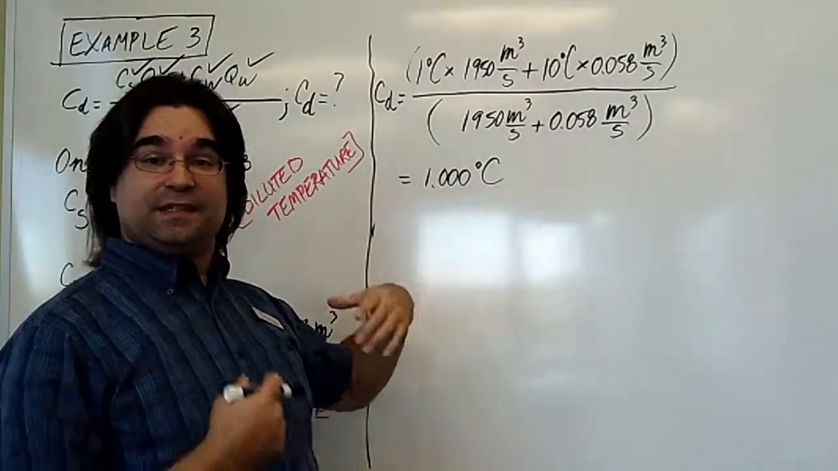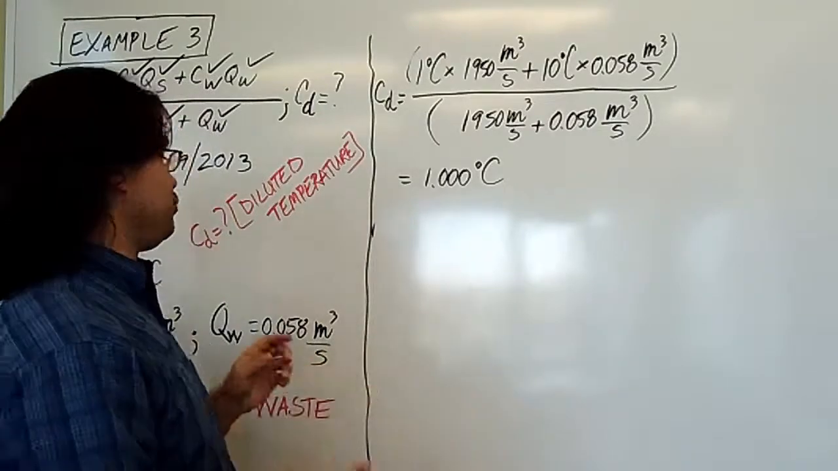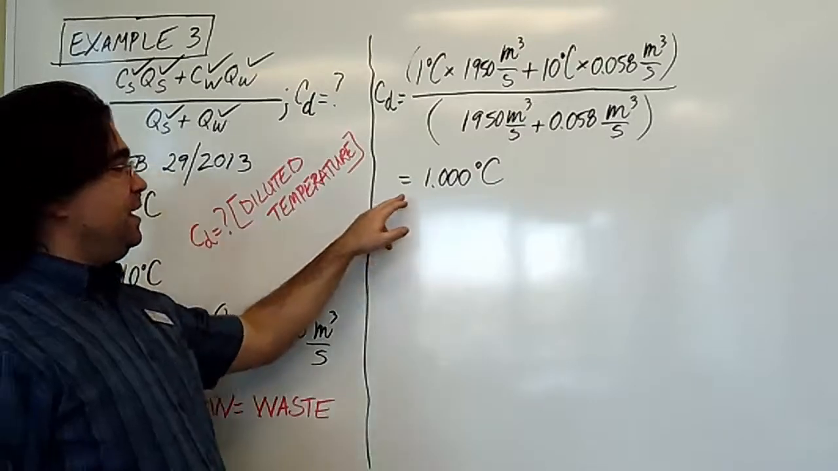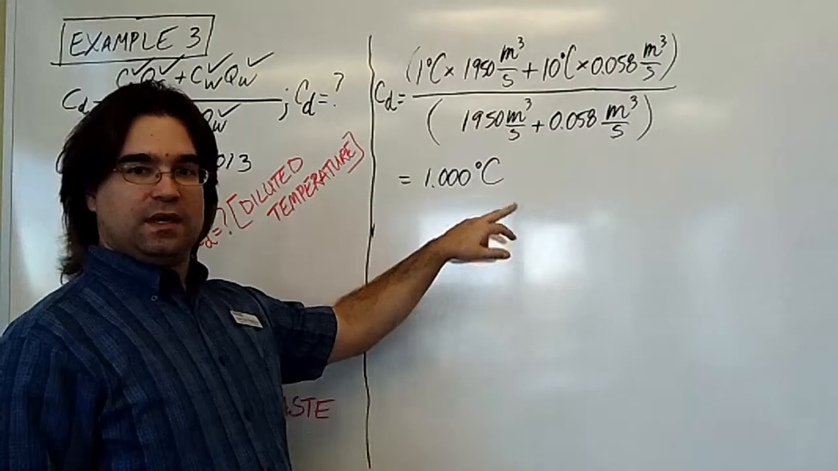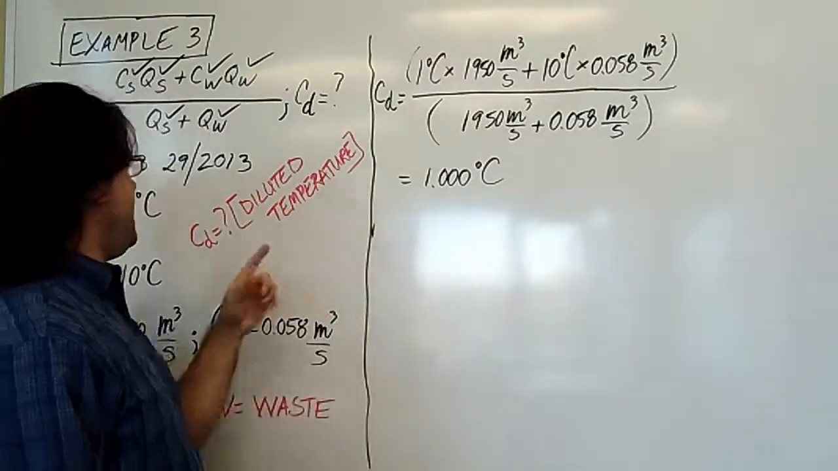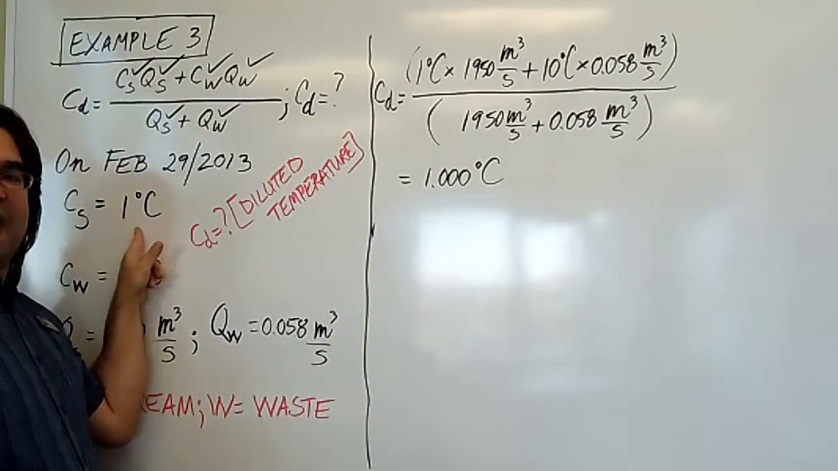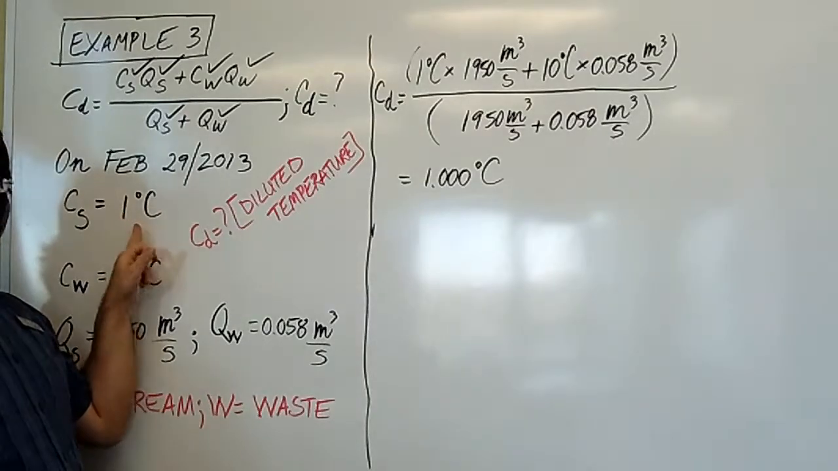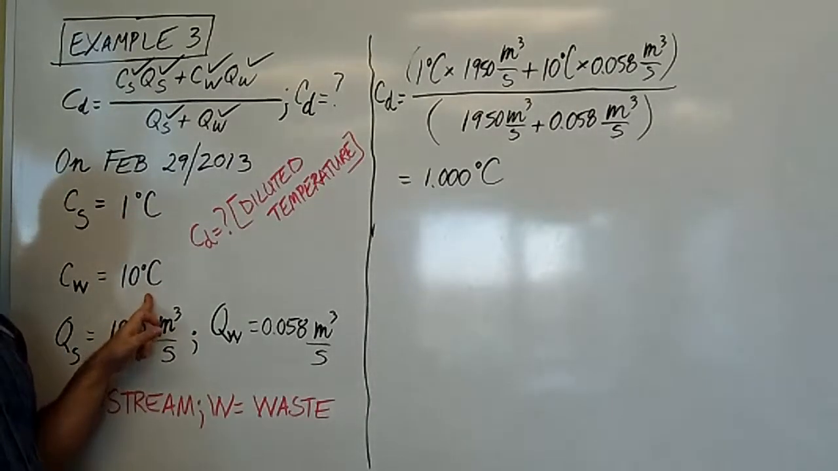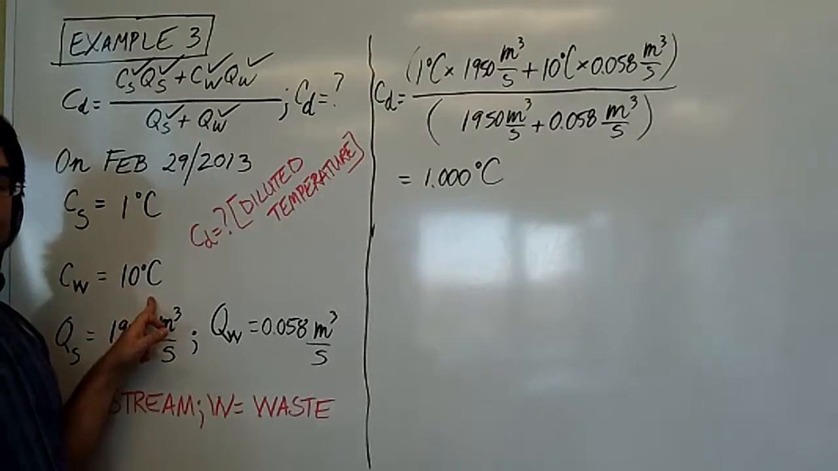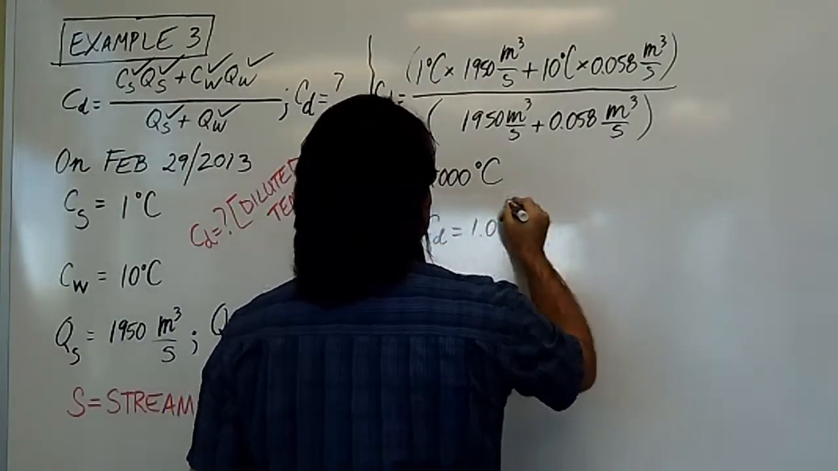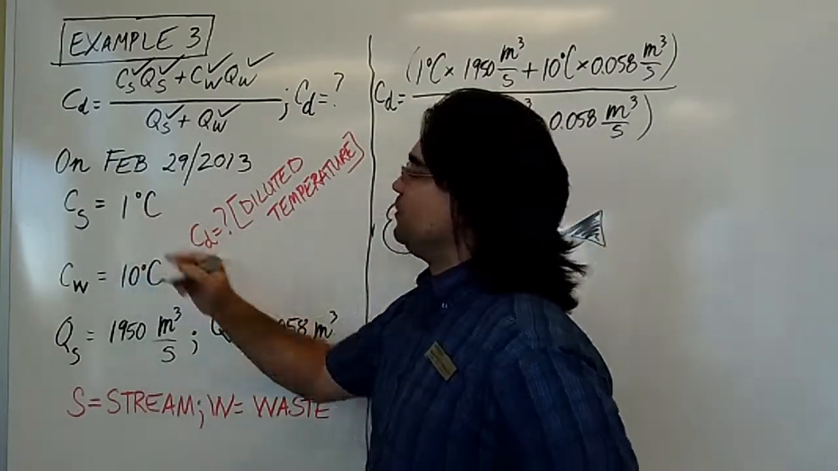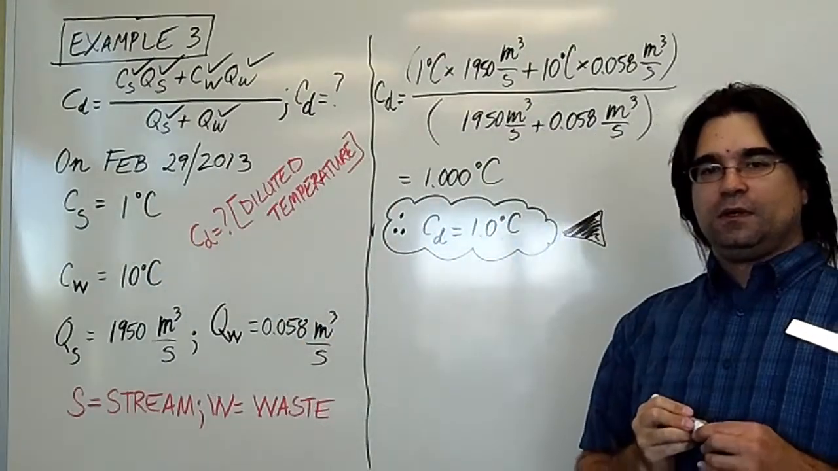I get that the diluted temperature after dumping some waste in there that is at 10 times the temperature is 1 degree Celsius. Essentially, that translates into saying that there is no effect after the mixing zone on the temperature of the Ottawa River from the wastewater dumped in from this fictitious nuclear plant. So the diluted temperature is unchanged from the original temperature of the river.